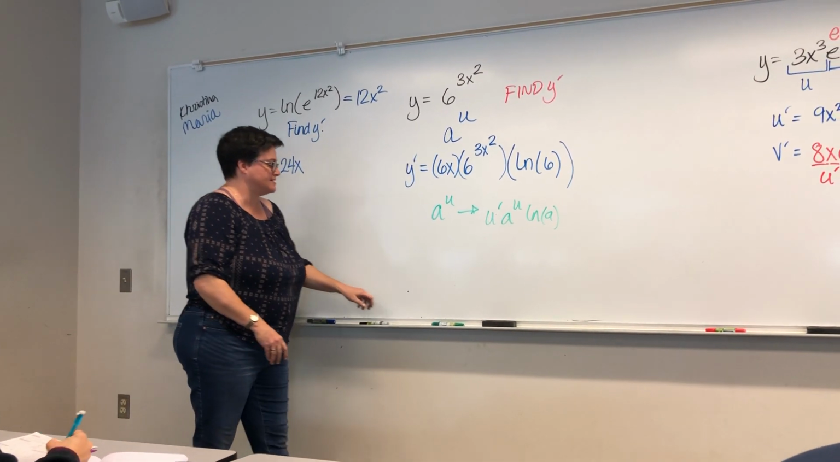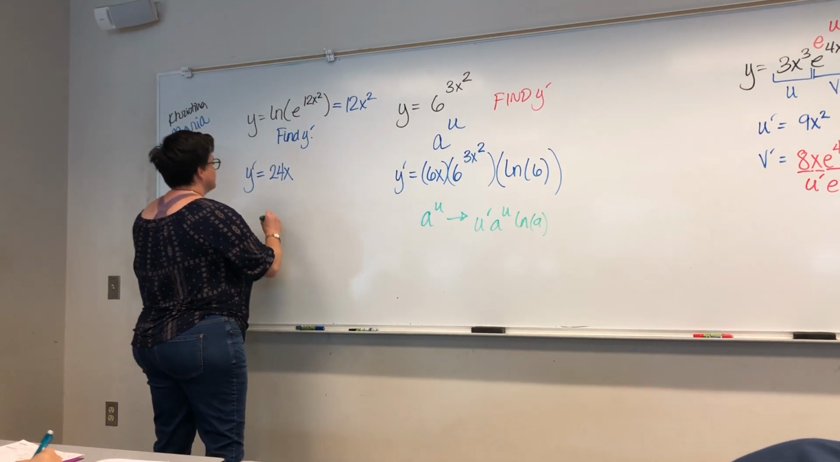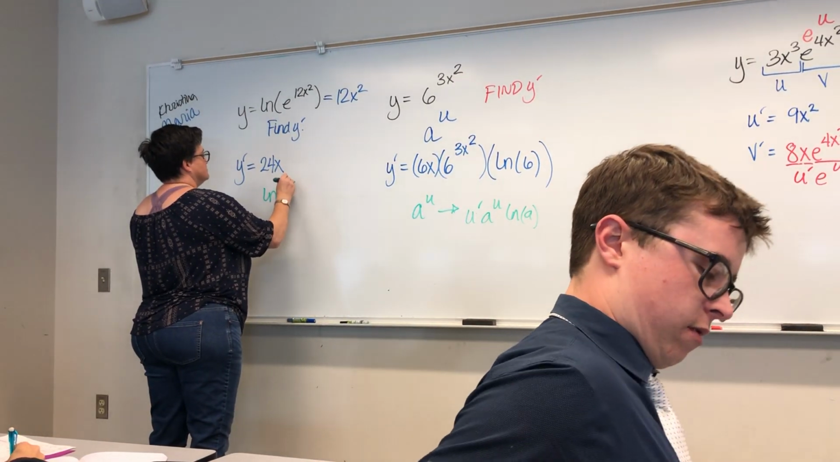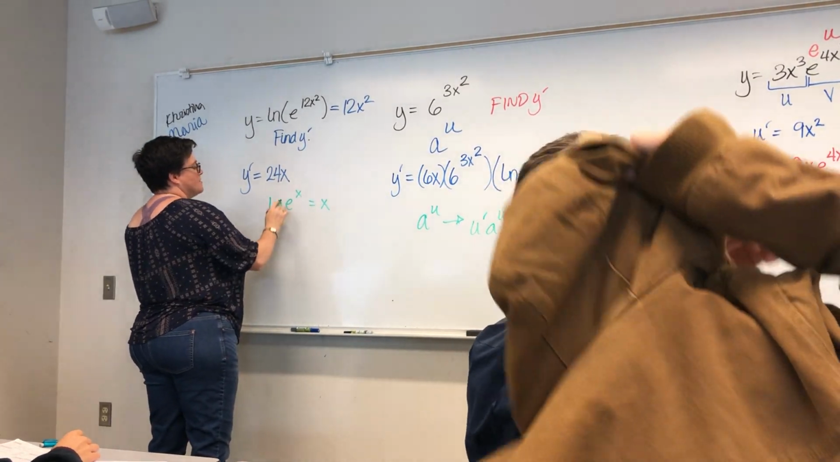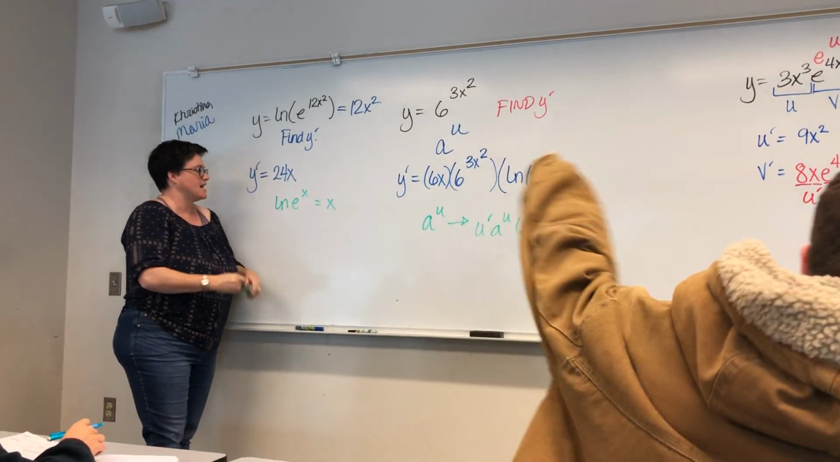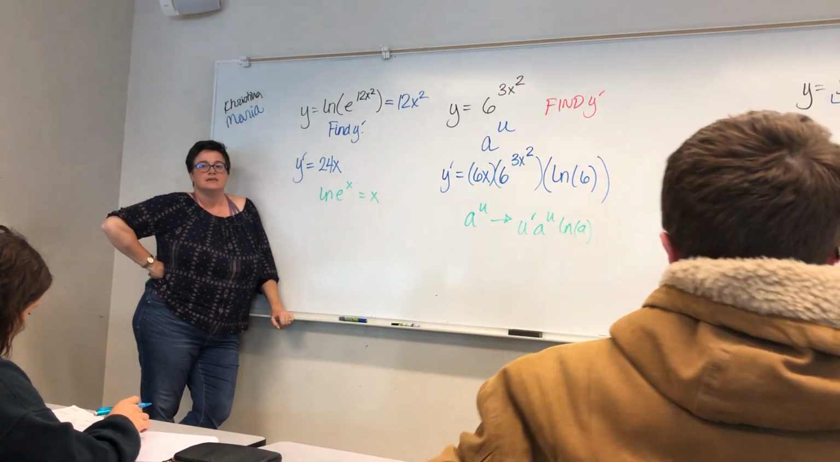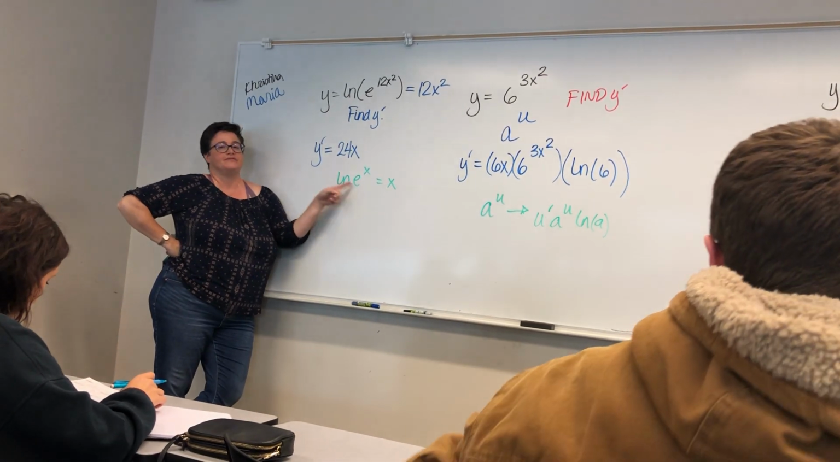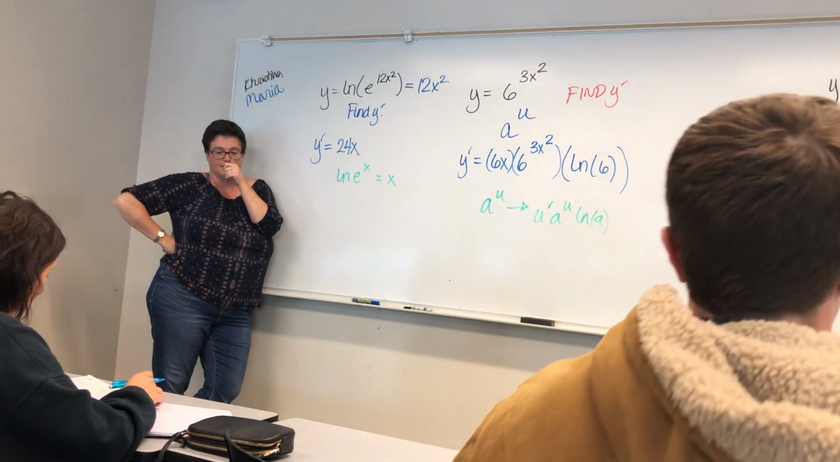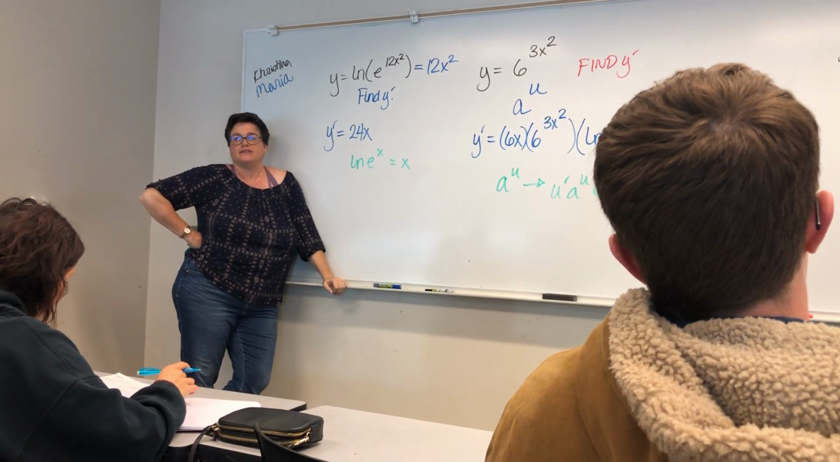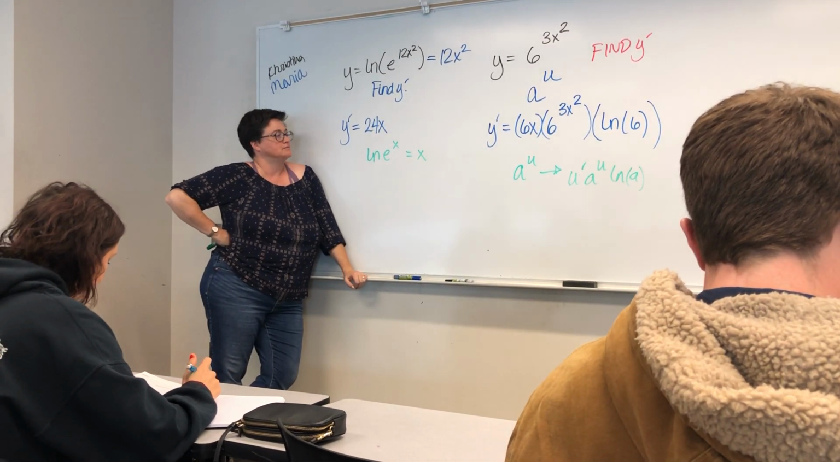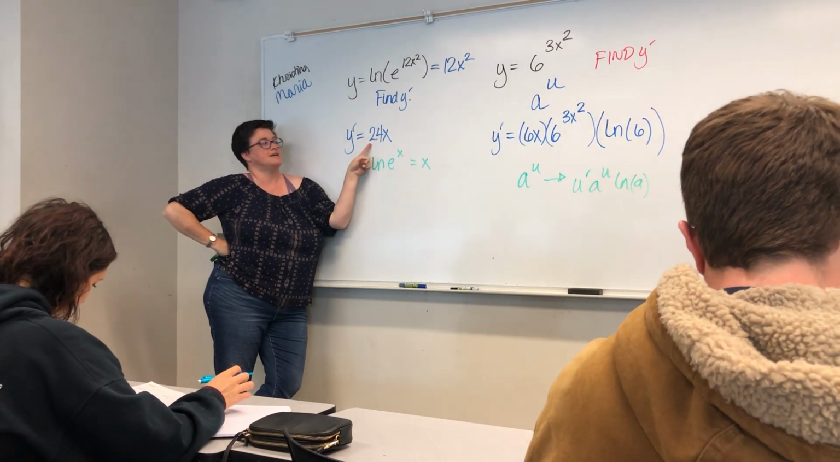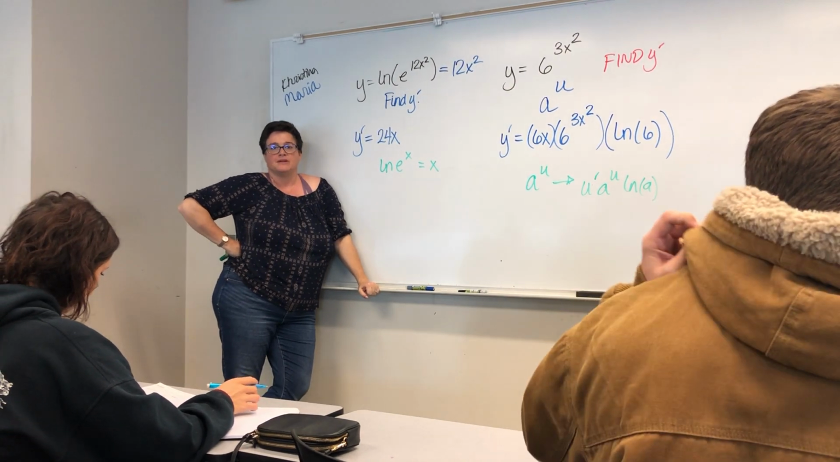Natural log of e to the x is just x. I don't know if it's parenthesized or not, but it doesn't matter. Natural log of e to the x is just x. This is not a derivative, this is a simplification. I think that's very clear on the tattoo. So you still have to go through and take the derivative. But that's an easy step.